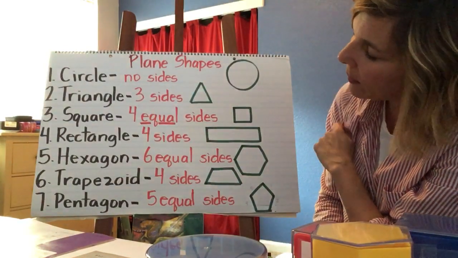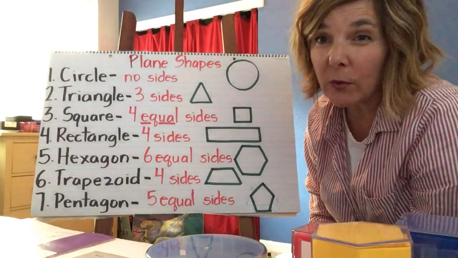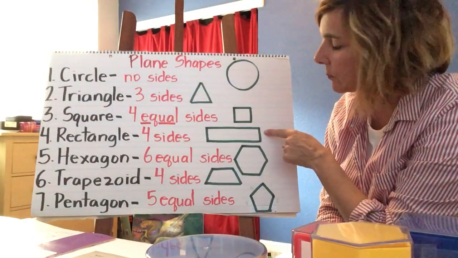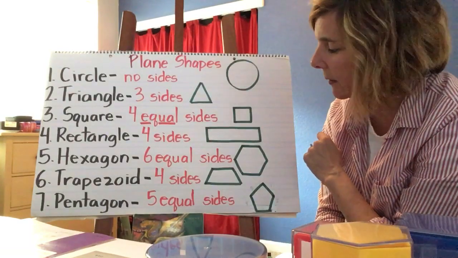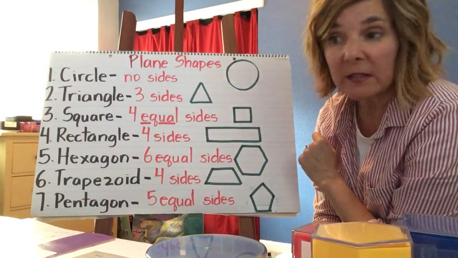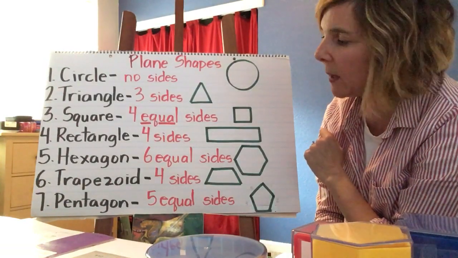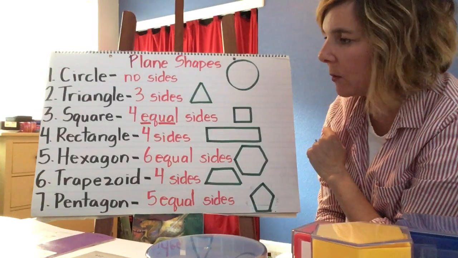Number 4, a rectangle. A rectangle has 4 sides. Are they equal sides? Take a look. No, the sides are not equal in length. Rectangles can come in a lot of shapes and sizes, but it will always have 4 sides to make it a rectangle, but they don't have to be equal.